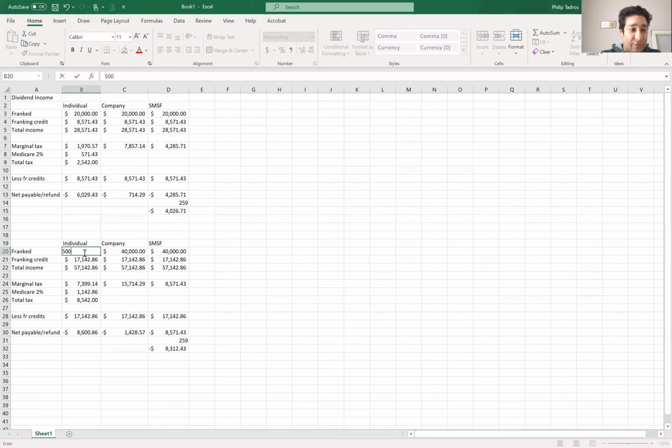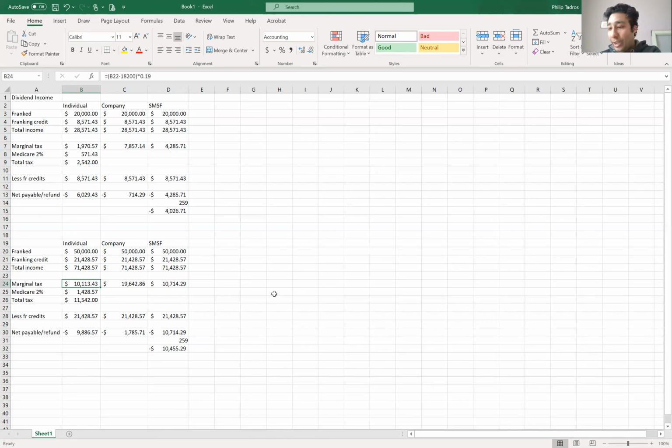Now, what you've got there in an individual, let's say $50,000 is your dividend income, and that's the only income that you have as a shareholder. You don't have any other sources of income. So your total income is $71,428. Now the marginal tax is different.